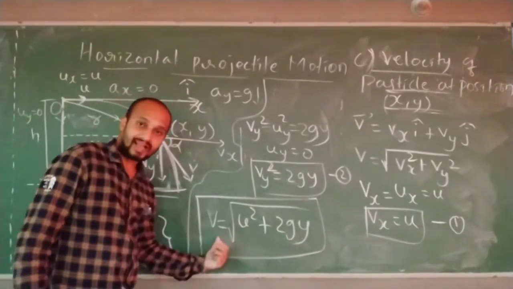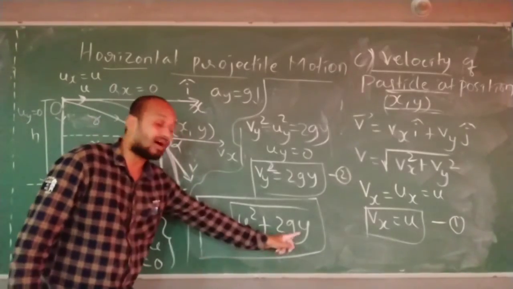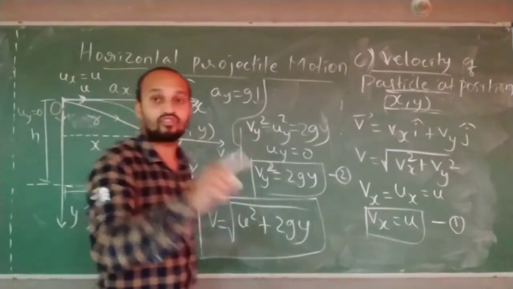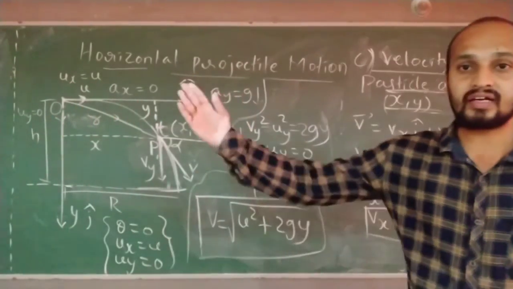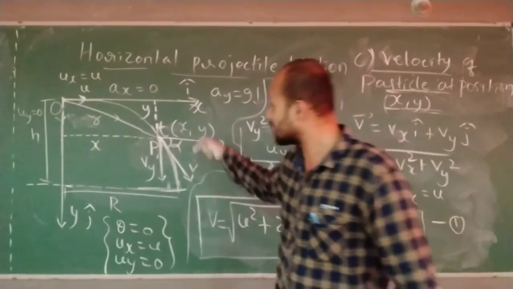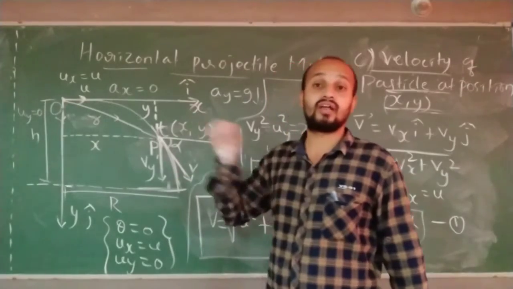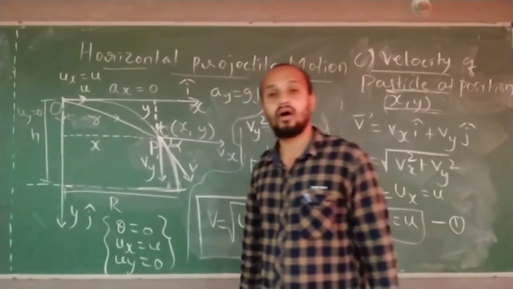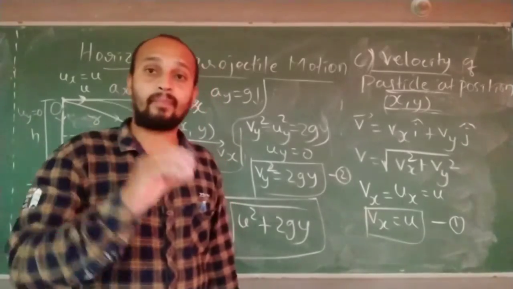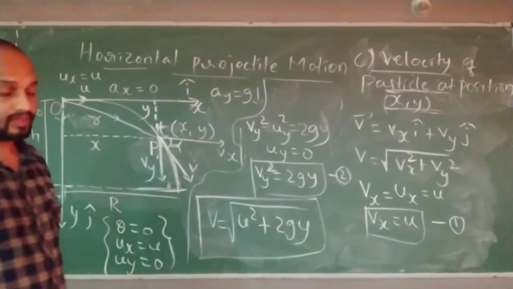One thing you can observe, again I am telling, velocity is changing because of the displacement along y. The displacement along x is not disturbing the velocity. Who is disturbing? The motion along y is disturbing the resultant velocity of the object at any point. Got it now?